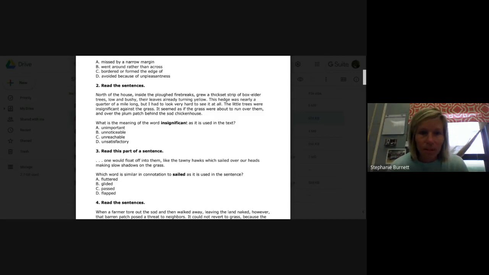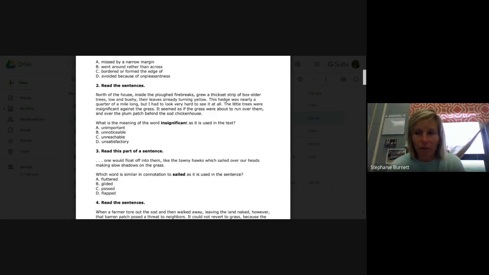Now let's look back at the passage there. It says that little trees were insignificant against the grass. All right, what did it say about that grass? It says the hedge was nearly a quarter of a mile long, but I had to look very hard to see. A quarter of a mile is pretty long. Okay, for those of you who run cross country, it doesn't seem like too much, but in terms of just how much hedge it was, that would be a lot. Most of our houses don't have that. And then it said the little trees were insignificant against the grass.